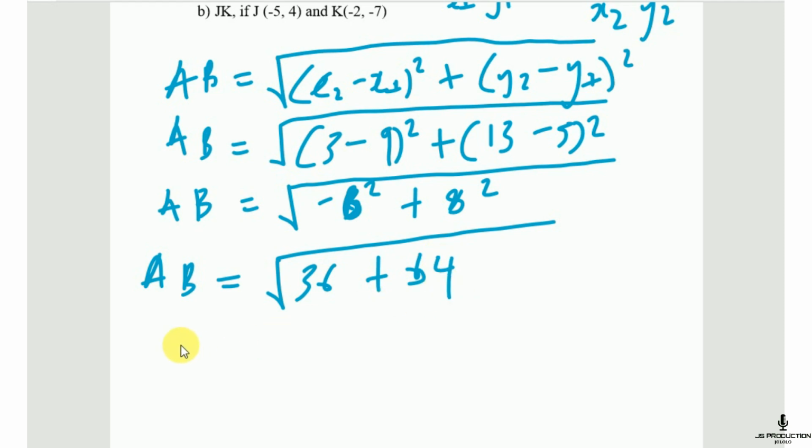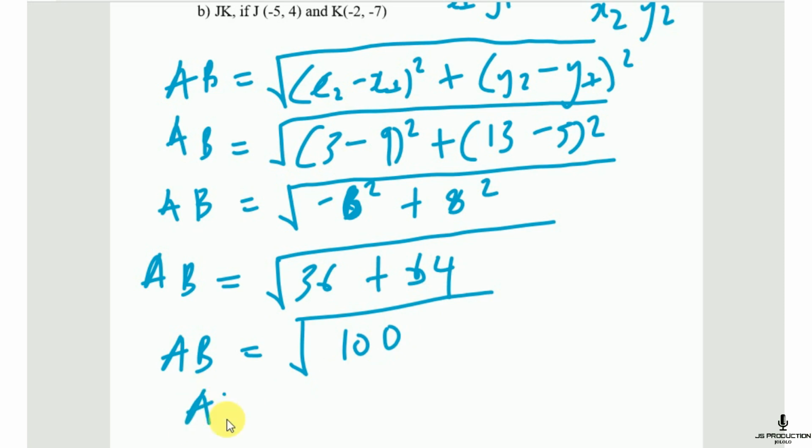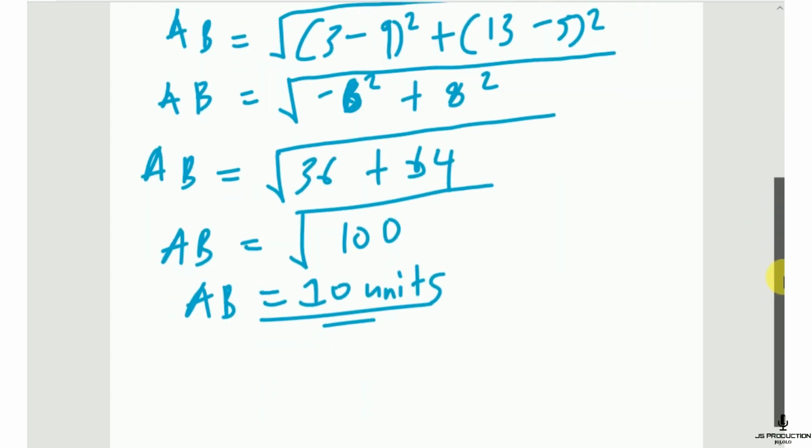So our AB will be equal to 36 plus 64, that's 100. And the square root of 100, that's 10. So when you find your final answer, you need to include the units. So the length of line AB is 10 units. So that's how you calculate the length of line AB.